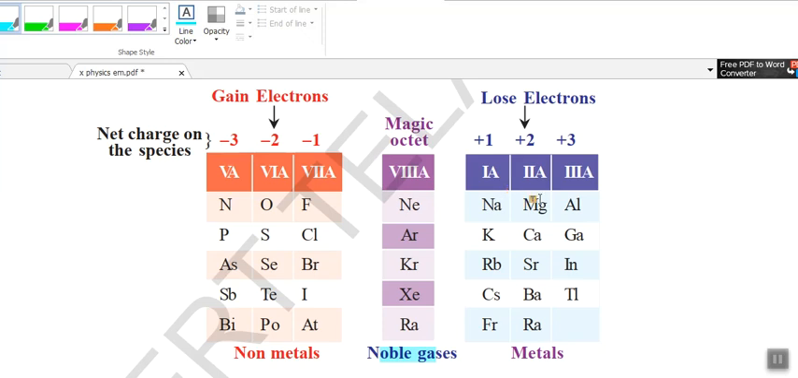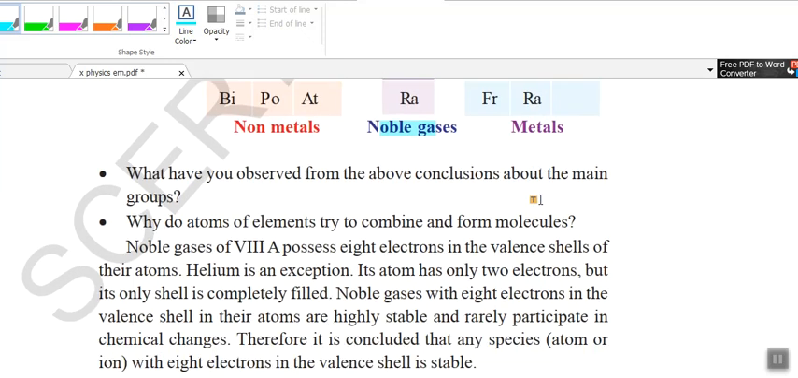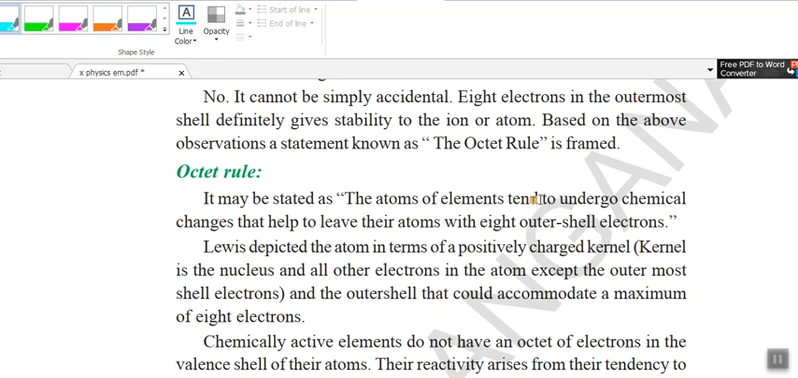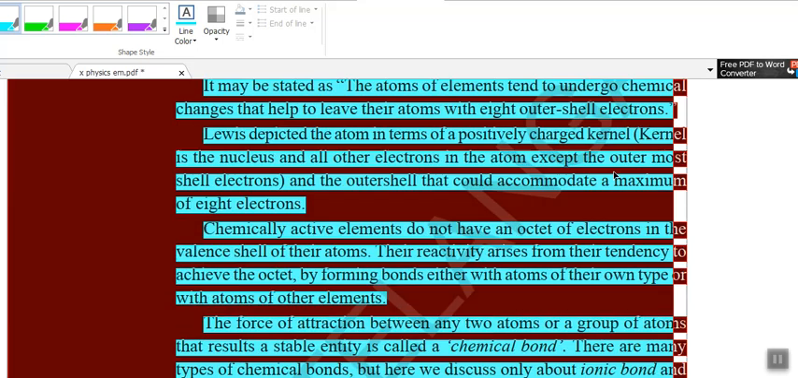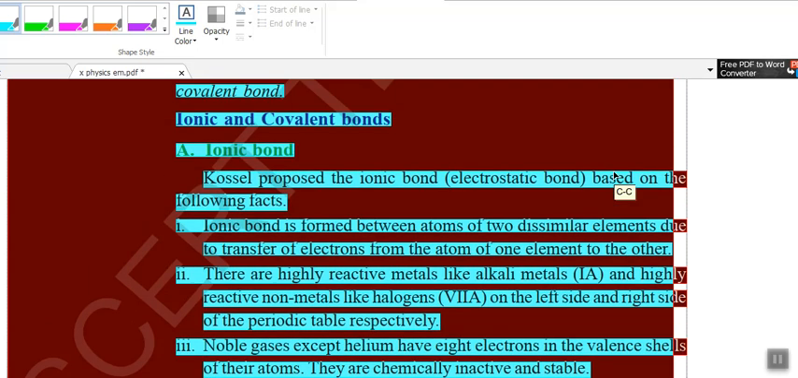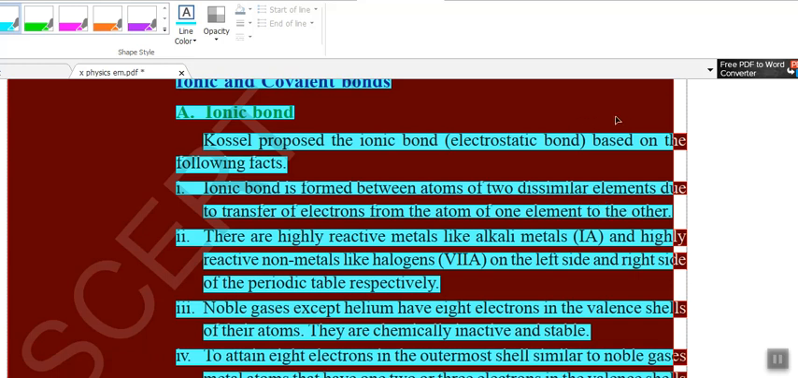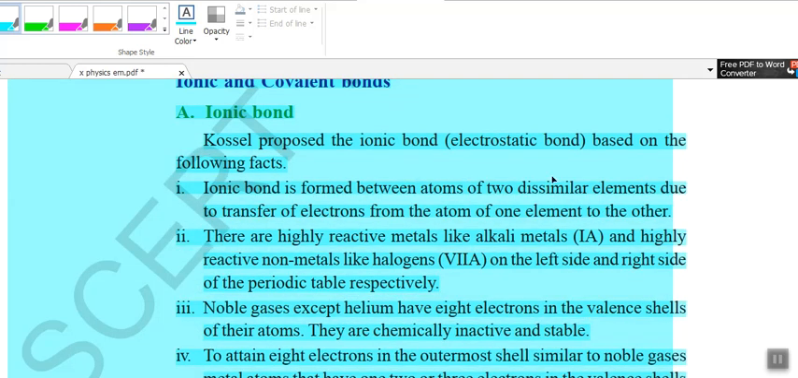So next we have the octet rule. Already I told you, octet rule is nothing but to make 8 electrons in the last shell. So they have introduced a rule known as the octet rule. Next, today we'll start the ionic bond. So ionic bond is proposed by Kossel. Ionic bond is nothing but it is found between the atoms of different elements. So the first thing we have to know is what is an ionic bond.